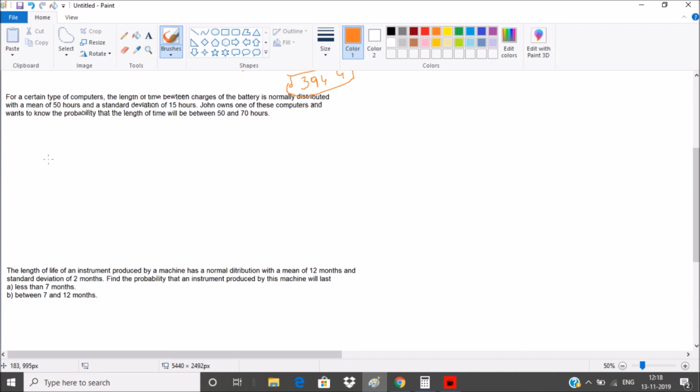So for a certain type of computers, the length of time between charges of the battery is normally distributed, and the mean associated is 50 hours, and the standard deviation is 15 hours, right? John owns one of these computers and wants to know the probability that the length of the time will be between 50 and 70, right?